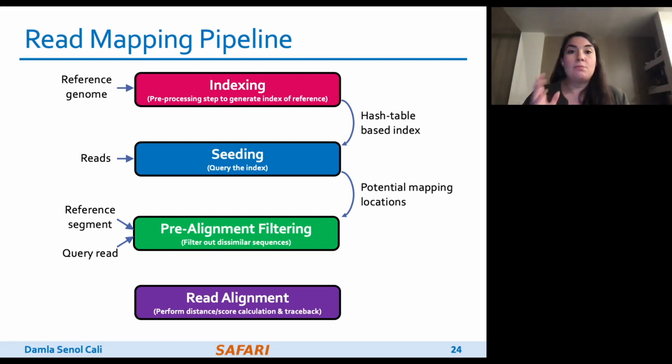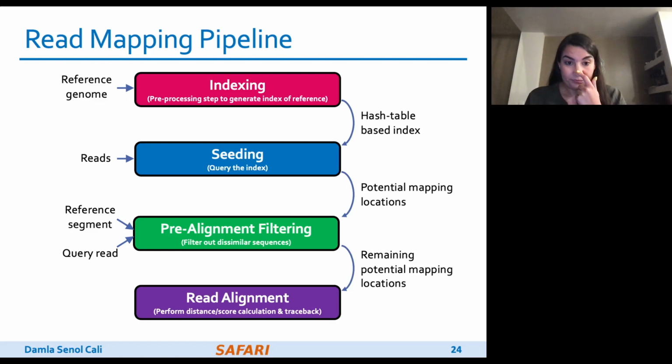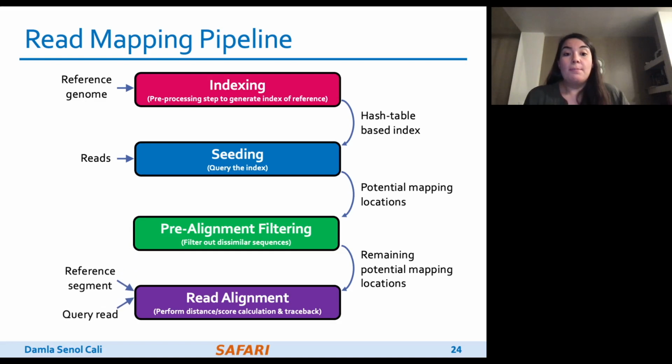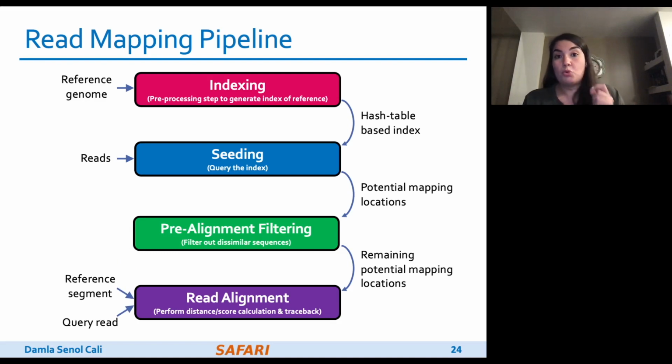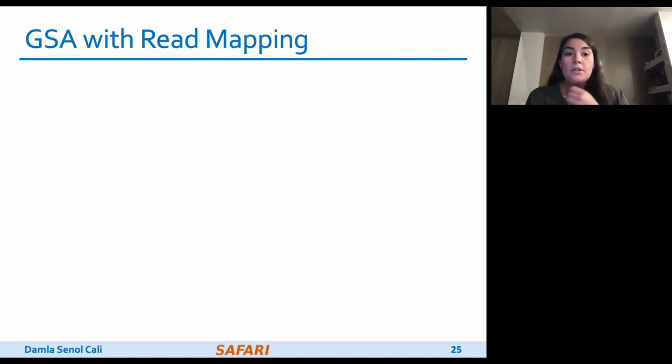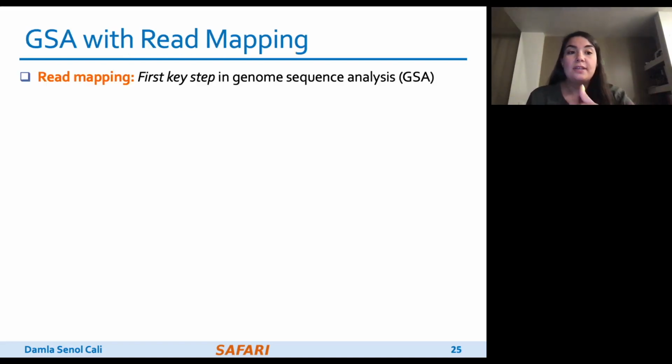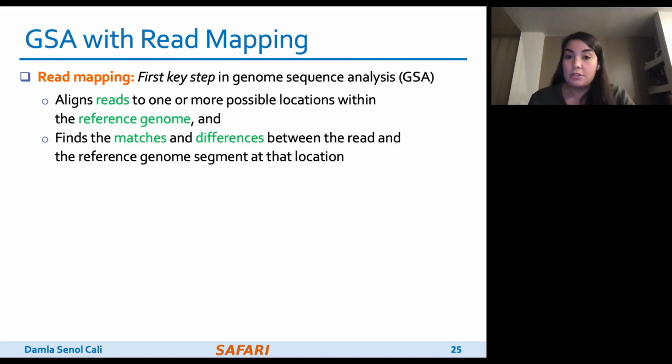And in the fourth step, which is the most expensive step of the pipeline, for all of the non-filtered candidate mapping locations, read alignment, or it's also called seed extension, performs a dynamic programming-based alignment to determine the best location of the query read. And also as part of the step, traceback operation between the reference segment and the query read is performed in order to find the optimal alignment. So in read mapping, we take each read, align it to one or more possible locations within the reference genome, and find the matches and differences between the read and the reference genome segment at that location.